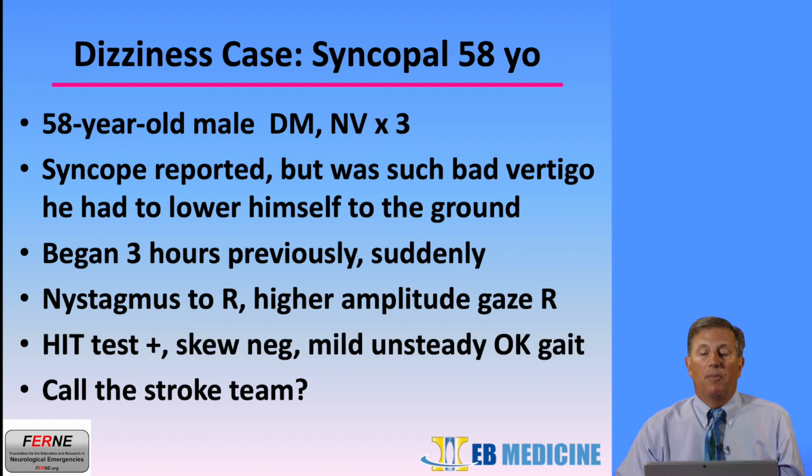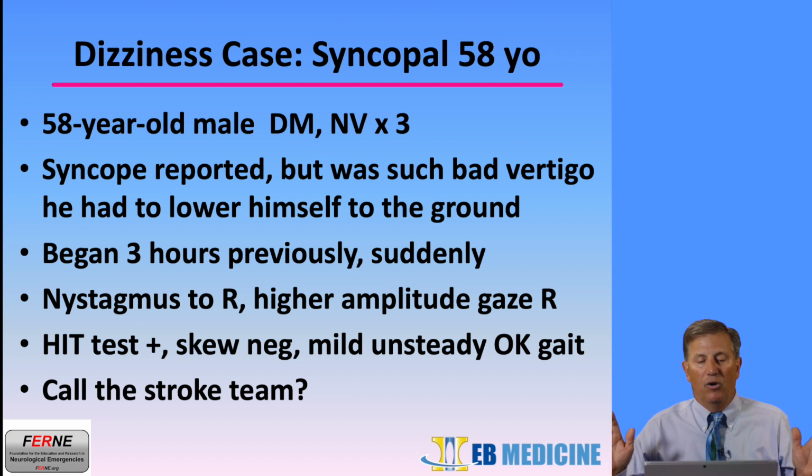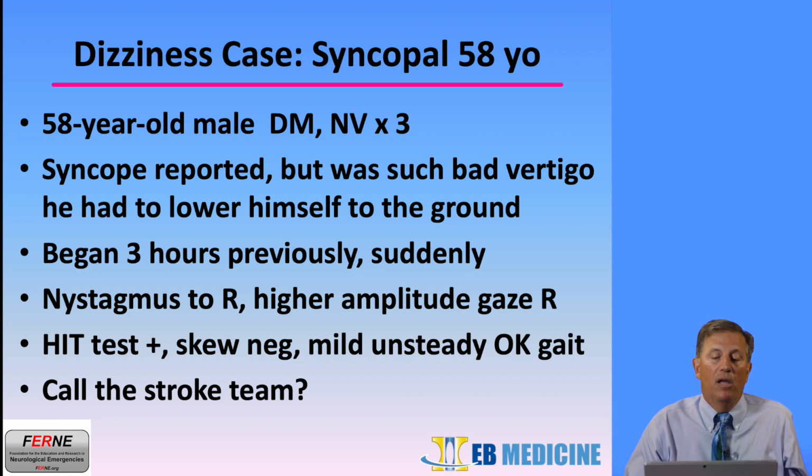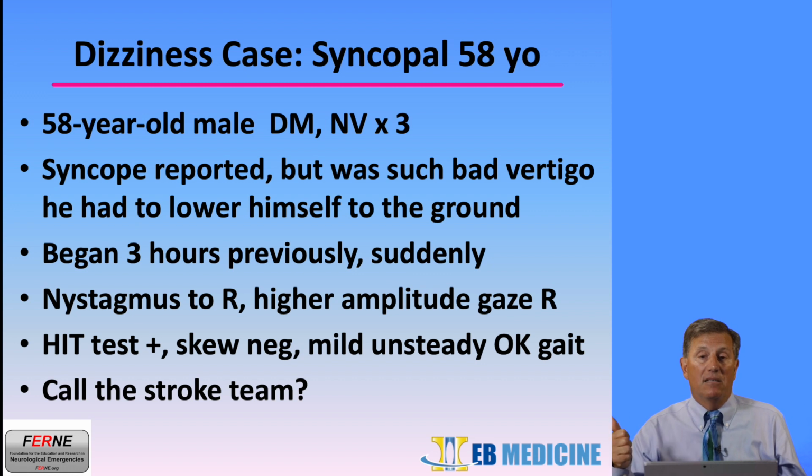What about our syncopal 58-year-old? 58-year-old diabetic, nausea, vomiting, ×3. Syncope reported, but he actually said it was really just bad vertigo and he had to lower himself to the ground. This began 3 hours previously and was sudden. He had nystagmus to the right and higher amplitude with looking to the right. The HIT test was positive, which is good. Skew was negative. He had an okay gait. Should you call the stroke team?